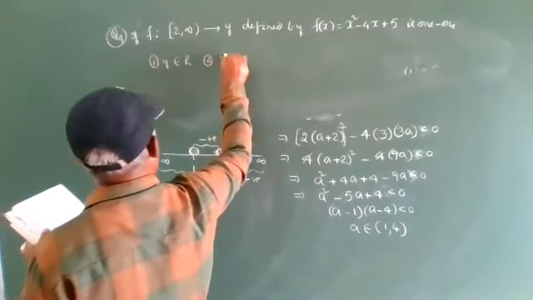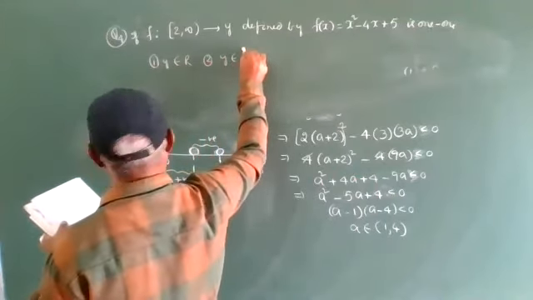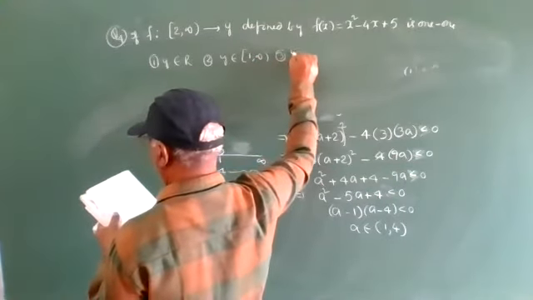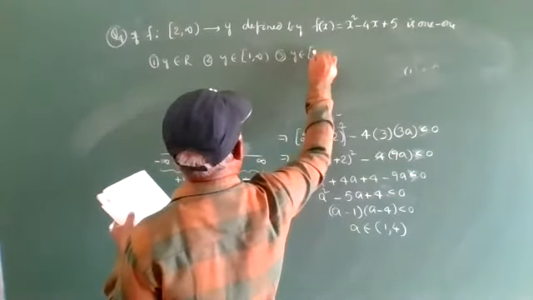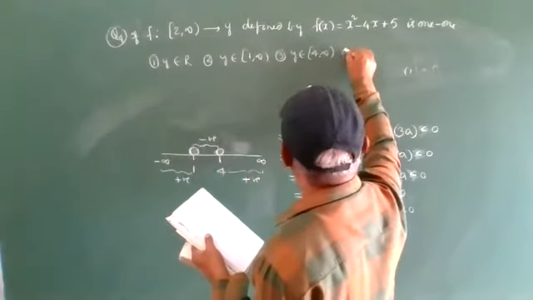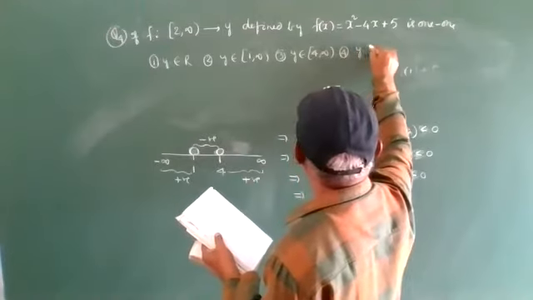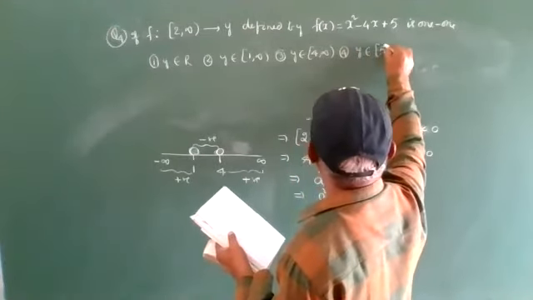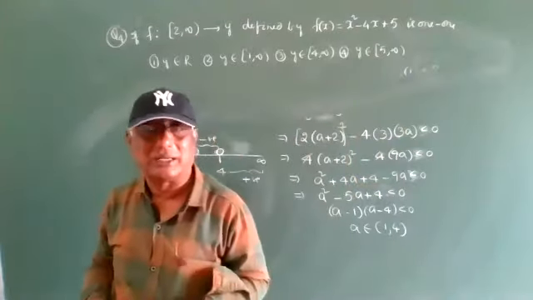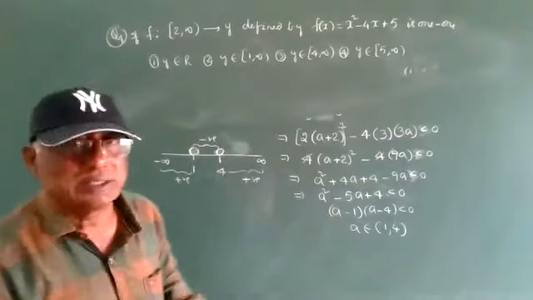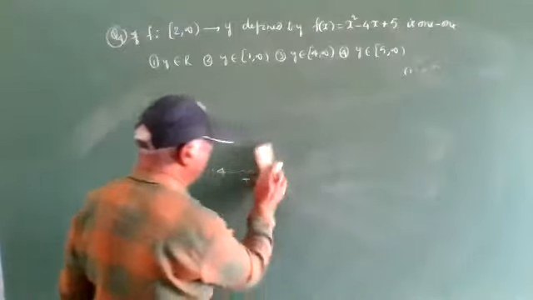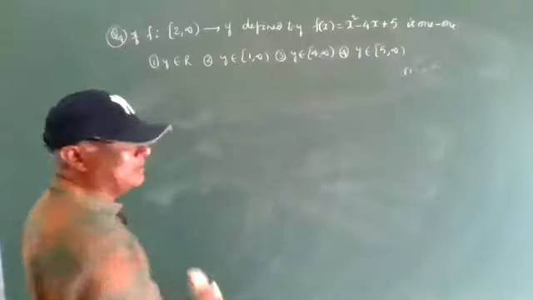The first option is codomain belongs to real numbers. The second option is codomain belonging to [1, infinity). The third option, codomain belonging to [4, infinity). And the fourth option, codomain belonging to [5, infinity). This is the given option. In this, what is the correct one? We have to find out. Sir, the easiest method is derivative.